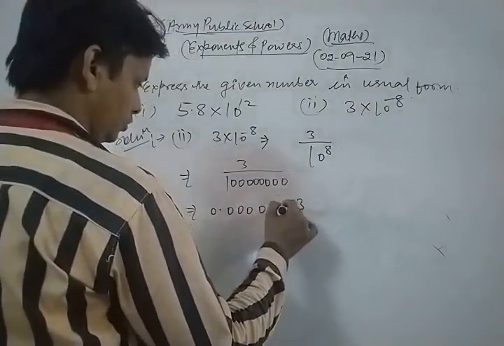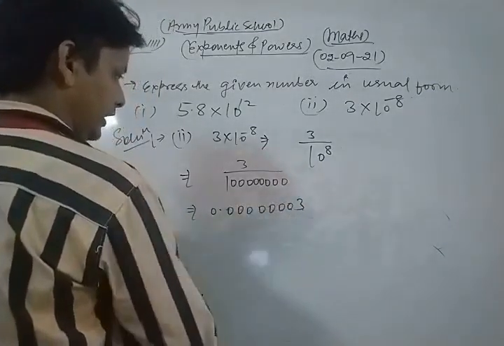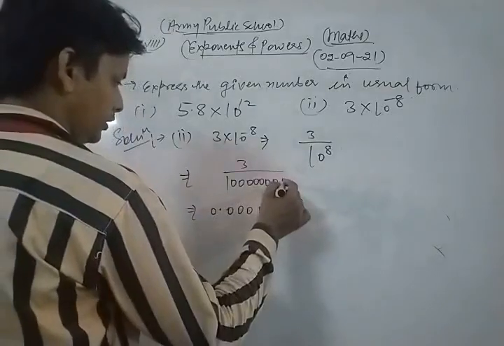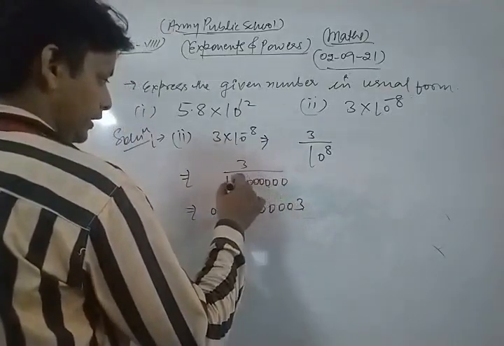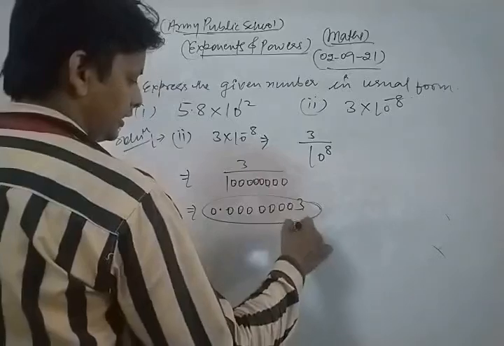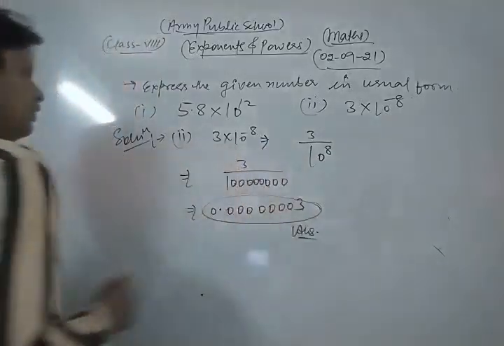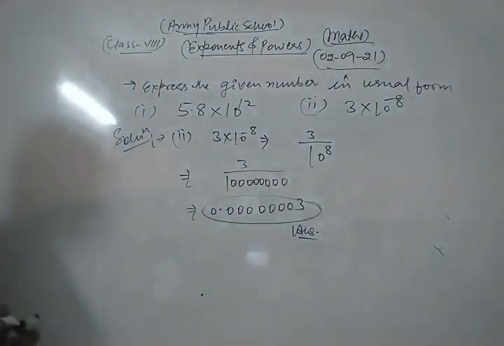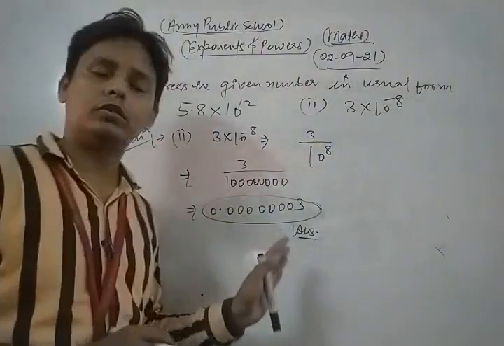So we write 0.34567 8. 8 positions left, because how many zeros are there? 1, 2, 3, 4, 5, 6, 7, 8. So this is the number in its usual form. Okay. So this is the method to solve that type of question.